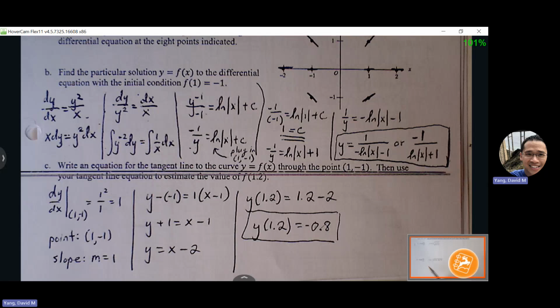Just want to point out that sometimes this is the hardest part of the problem, but it's the least important part. It's not as important as separating variables and actually finding the antiderivative. That's the most important part. Solving for c and solving for y are both worth 1 point, but they're not as important as the previous steps.